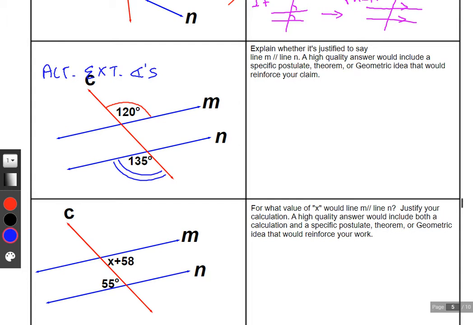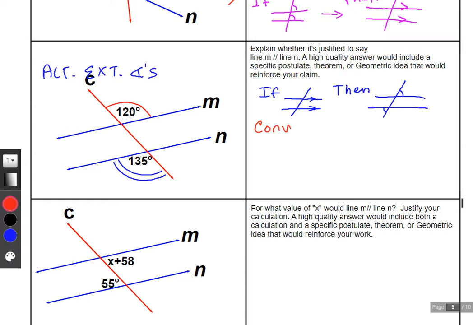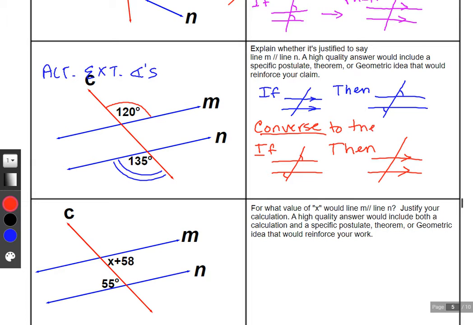If the lines were parallel, then I would say that the angles would have to be congruent. Let's keep in mind, if we're talking about the converse of these statements, we're saying if the angles were congruent, then we can claim that the lines are parallel. So this is the converse to the alternate exterior angles theorem.